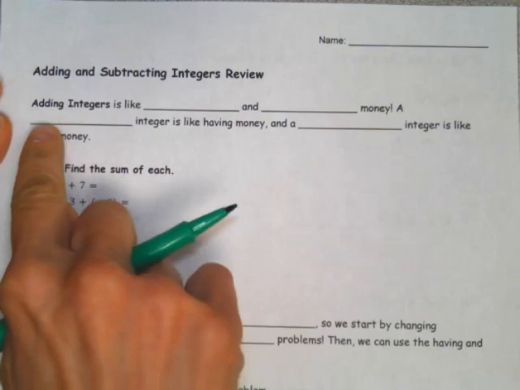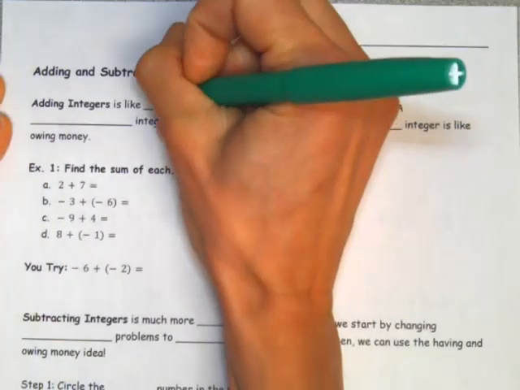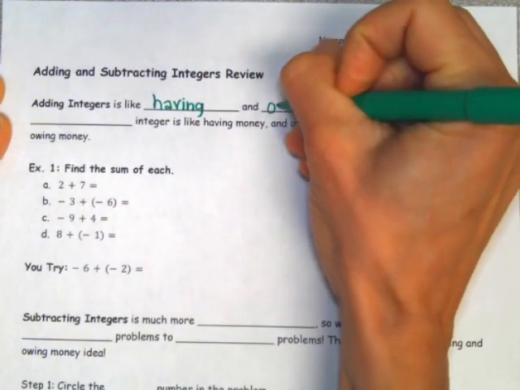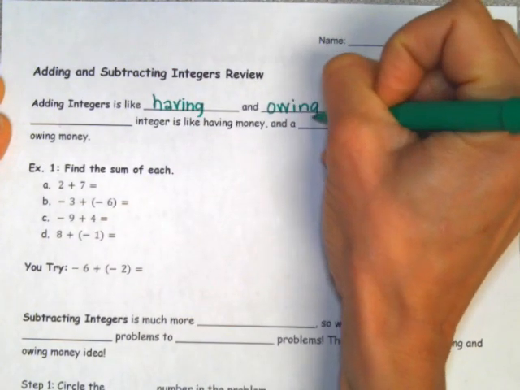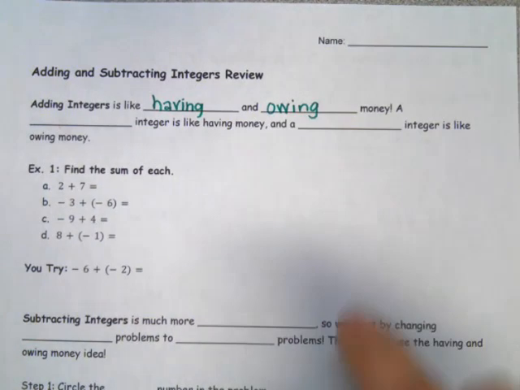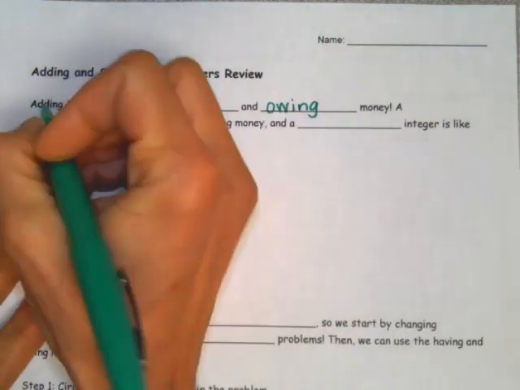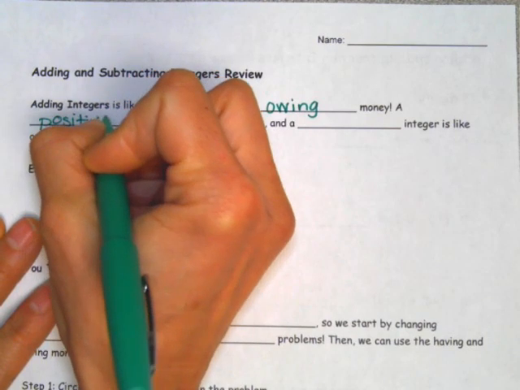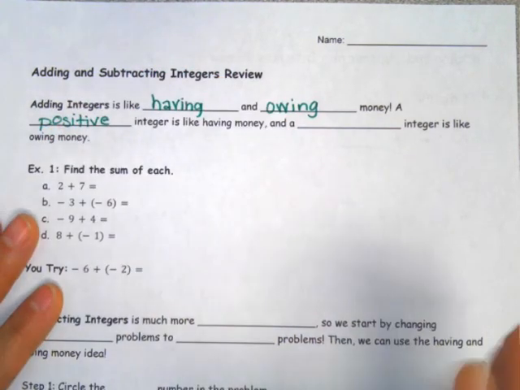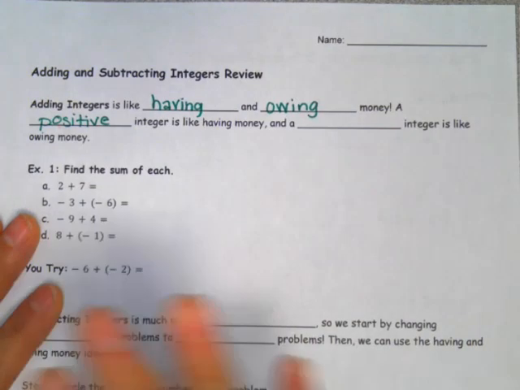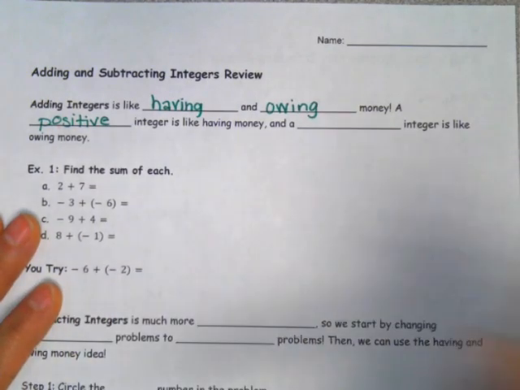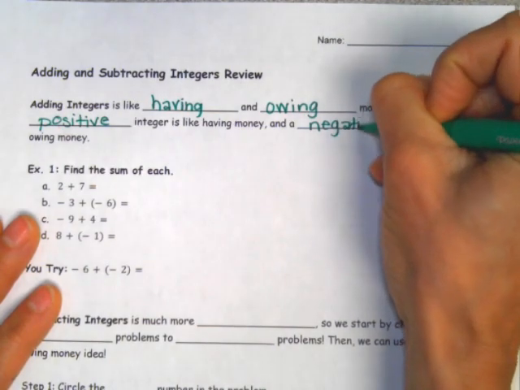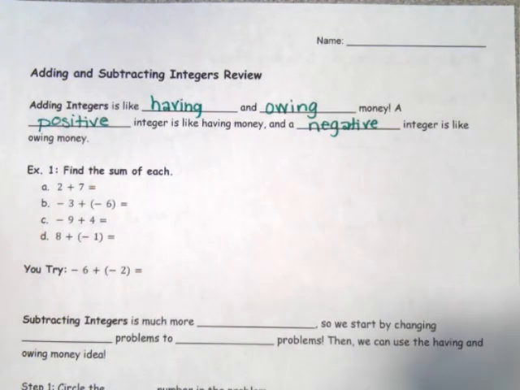Okay, so adding integers is like having and owing money. Okay, so having money, right? A positive integer is like having money. So if you have a positive number in one of our problems here, it's like you have that money. And a negative integer is like owing money to someone.